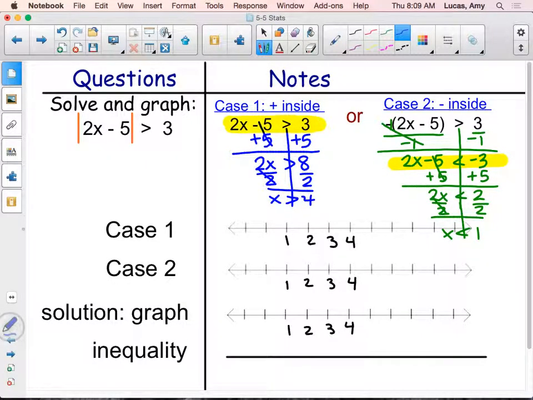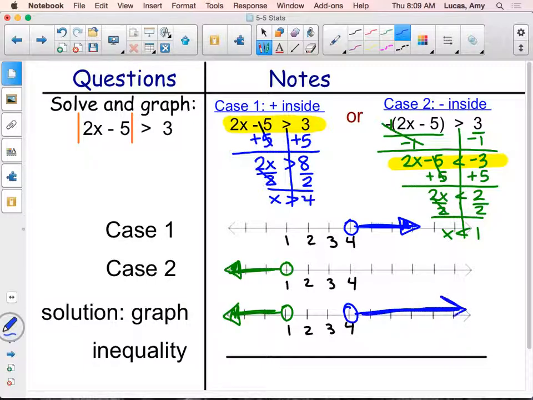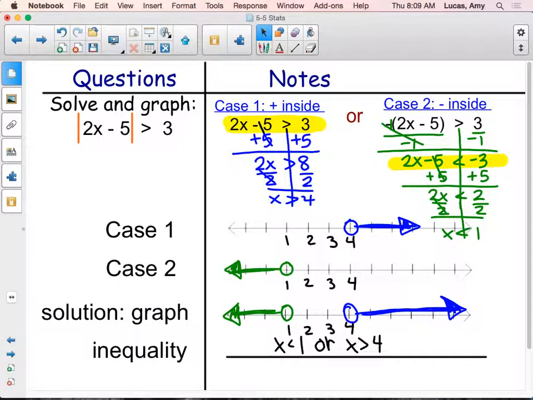The first one is greater than 4. Second one, less than 1. I keep both of them because this is a union, and with the union, it just has to be on one or the other. And then I write my inequality, x is less than 1, or x is greater than 4. Make sure that you name both of those rays. Your solution has to have the graph and the inequality.